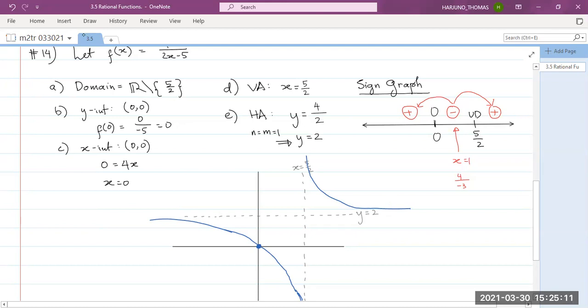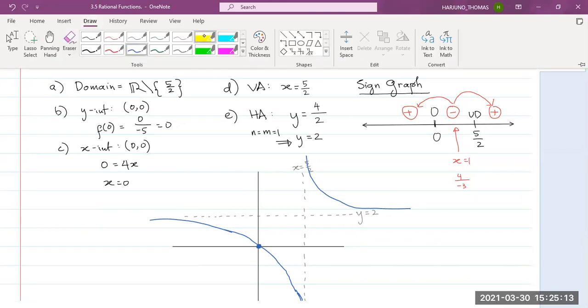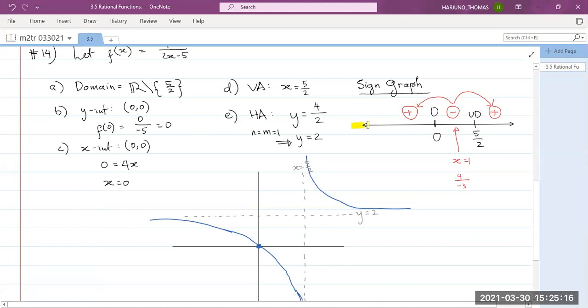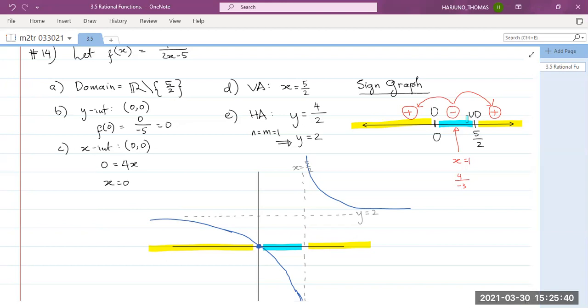Okay, and notice that this actually follows the sign graph: between negative infinity and 0, it will be above the x-axis. From 5 over 2 to infinity, that is still above the x-axis, right? Yet between 0 and 5 over 2, it is below the x-axis. Okay, so for now, we know that's what the graph looks like.